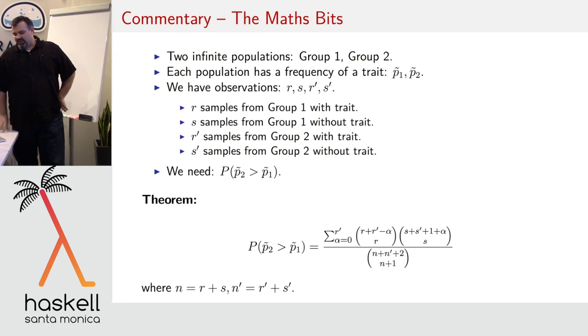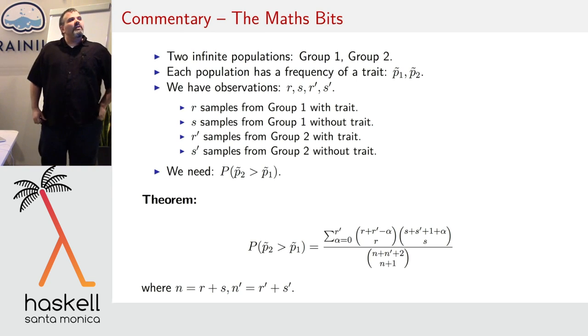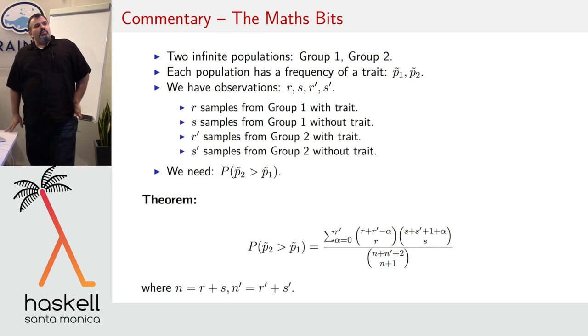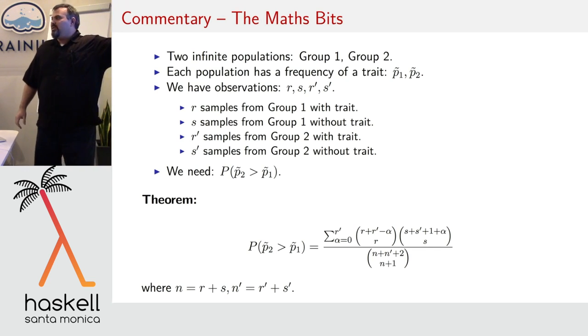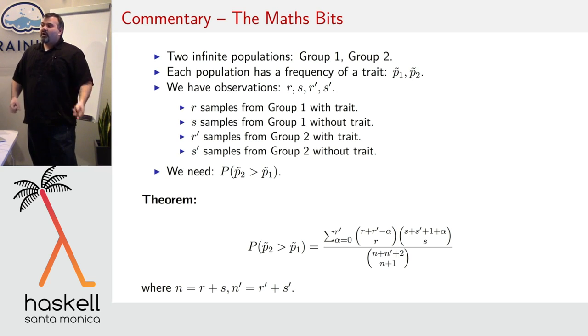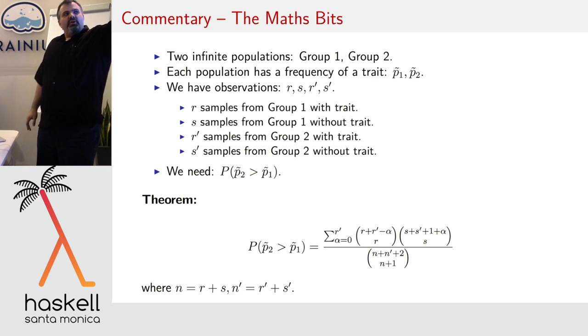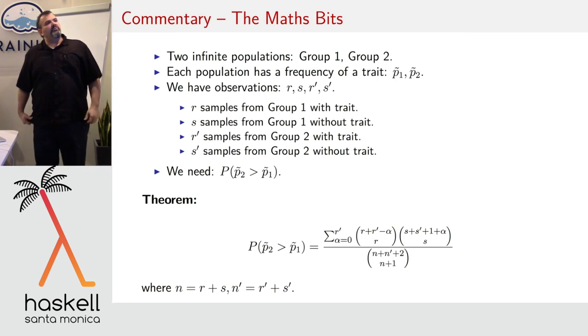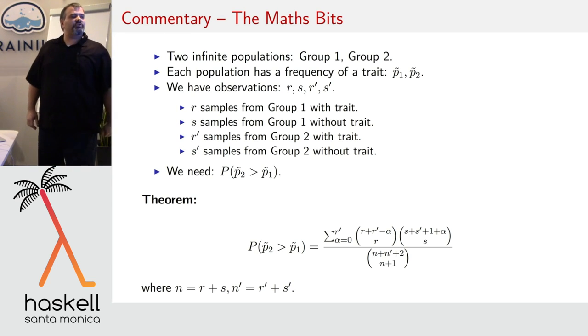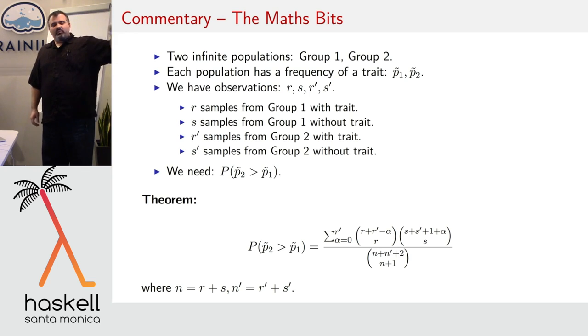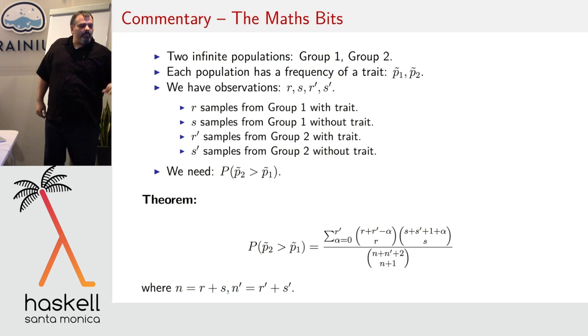Okay, so looking into section 2, here are some math bits. Here we imagine that we have two infinite populations, again, so that we can make sure that our method is really worth doing. We want an endless supply of people, so there's always a strong incentive to learn. Each population has an unknown frequency of trait, and we have some observations. We need this probability. We've gone through all this before.